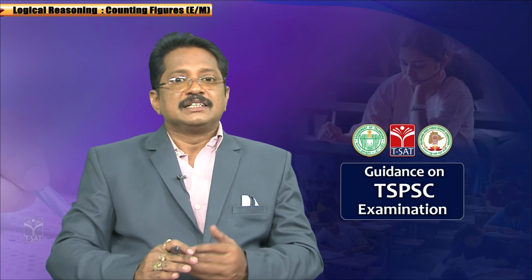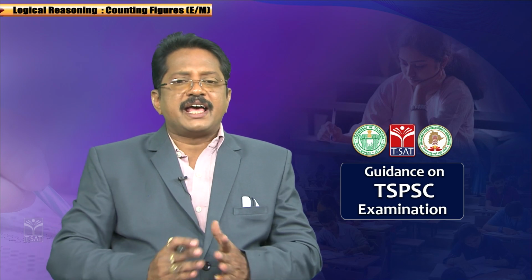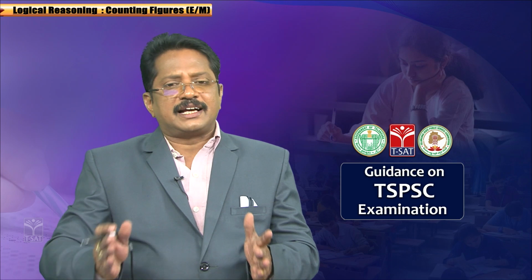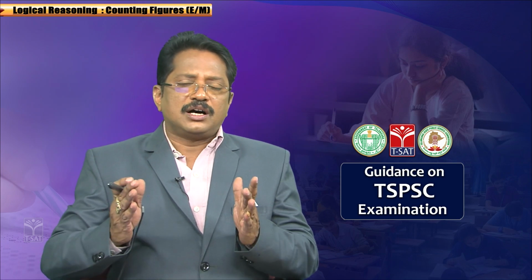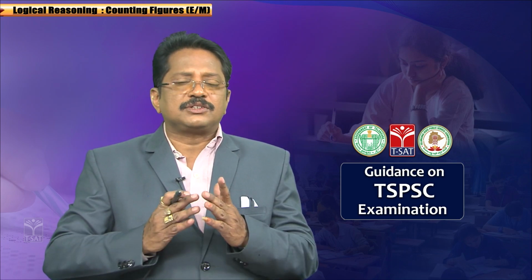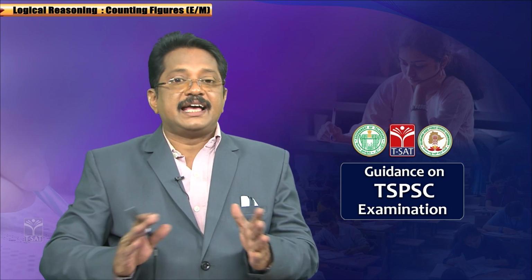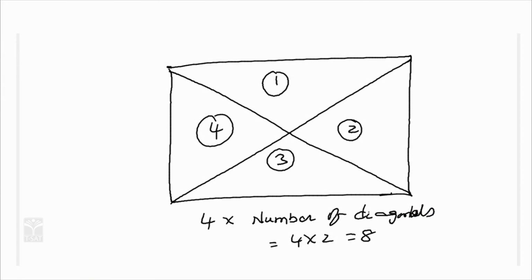So, is it clear? If it is a square or a rectangle and it has 2 diagonals, and the square or the rectangle is divided into 4 parts, then the total number of triangles as shown in the figure is 8. You have to remember this concept. This is very important. Now, we are going to see the next one.